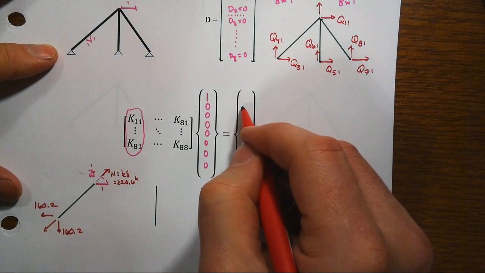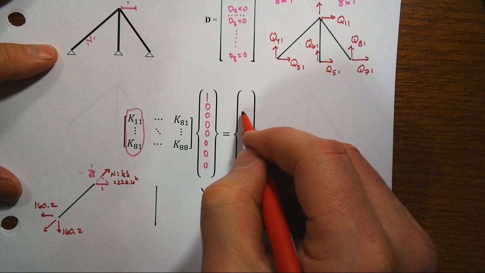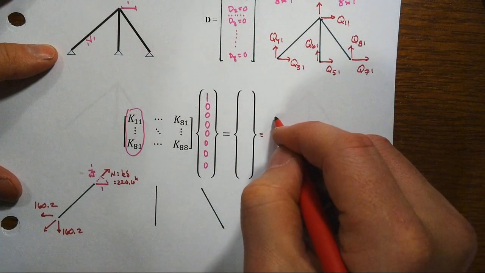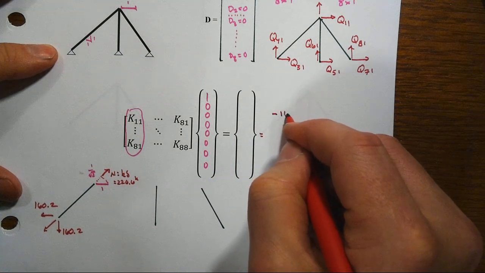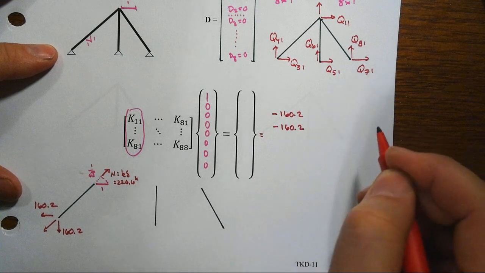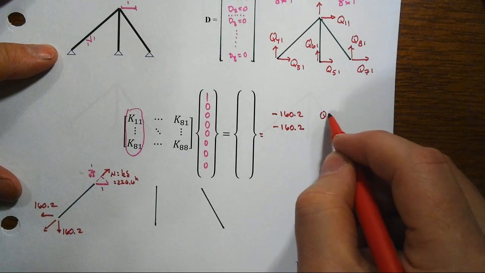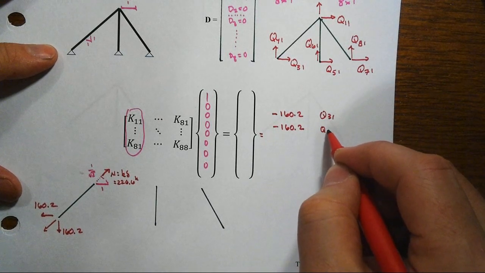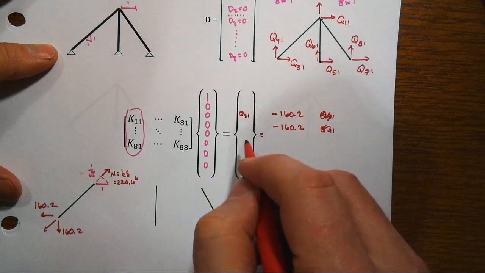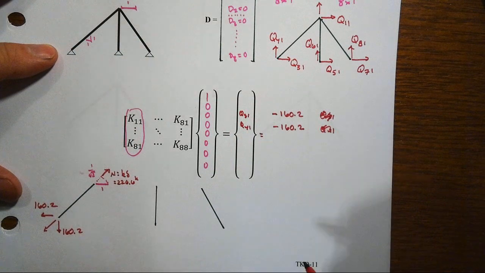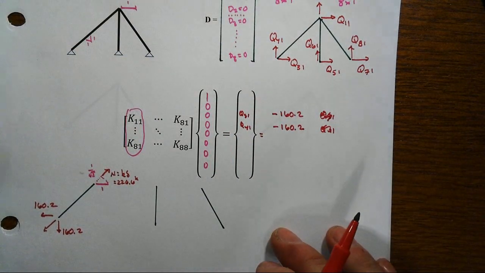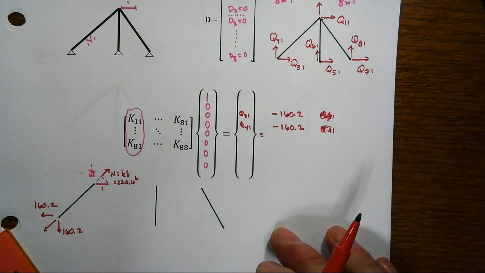So if we carefully partition this out here, I'm just going to rewrite this so it's a little bit bigger to see. We'd have minus 160.2, minus 160.2. That would be Q31 and Q41. Sorry, I should have meant to write that right here. There's those values right there. We'll put the brackets in after we're done. So that gets us those values.